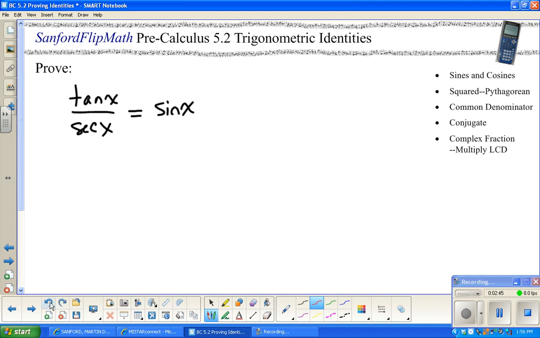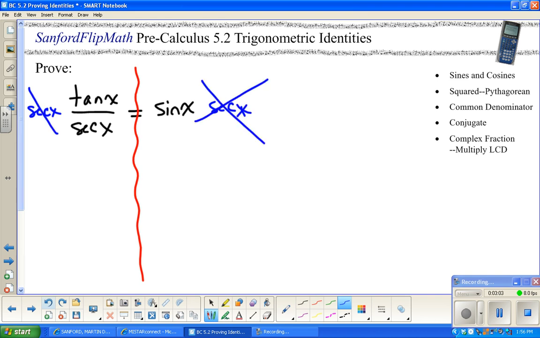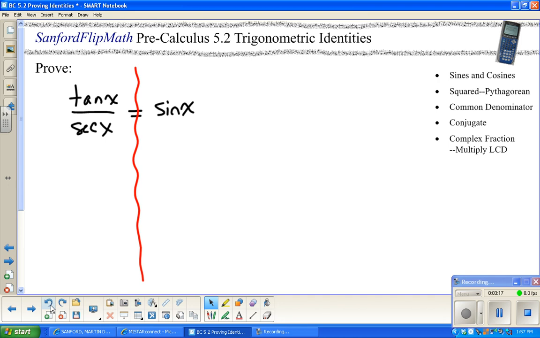Okay, so what I want to do first is draw a little line down the equal sign. This is just to help me remember that I don't want to work across the equal sign. I cannot multiply both sides by secant because I'm not a fan of fractions. No, you can't do that. That is totally against the rules because that is assuming that this was an equal sign. This actual equal sign is what I'm trying to prove is valid. So just a quick word of warning there: don't work across the equal sign.